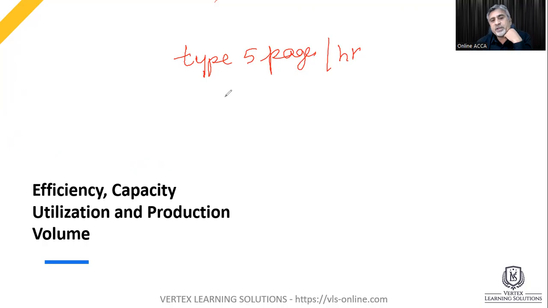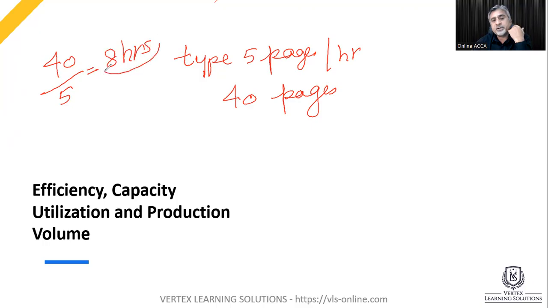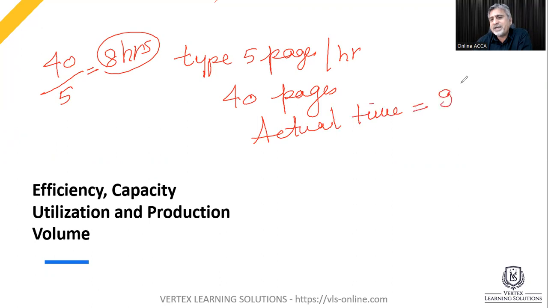Then we gave you 40 pages to type, and logically 40 pages divided by 5 should take 8 hours. So when I gave you this work, I thought you would return it within 8 hours. But then your actual time taken was 9 hours. So I might not be very happy with you, because you said you can do 5 pages per hour. I gave you 40 pages, so you should return the work in 8 hours. But you are coming back in 9 hours. So your efficiency is actually less.